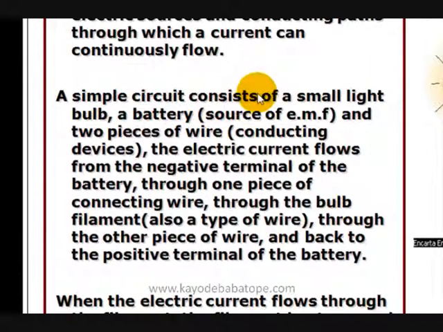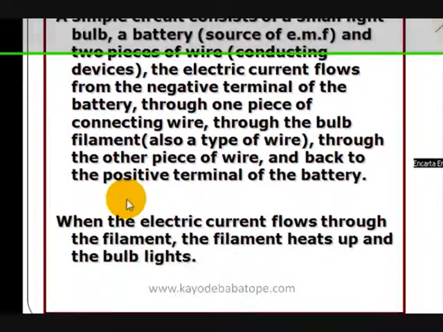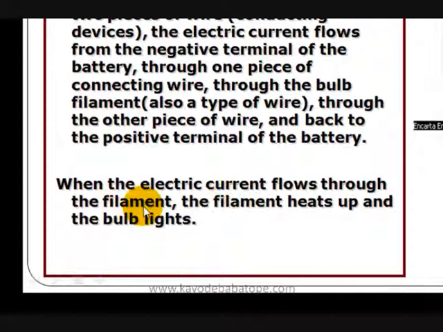A simple circuit consists of a small light bulb, a battery, which is the source of the EMF, and two pieces of wire, which are conducting devices. The electric current flows from the negative terminal of the battery through one piece of connecting wire, through the bulb filament, also a type of wire, through the other piece of wire, and then back to the positive terminal of the battery. So, when the electric current flows through, the filament heats up, and then the bulb lights.